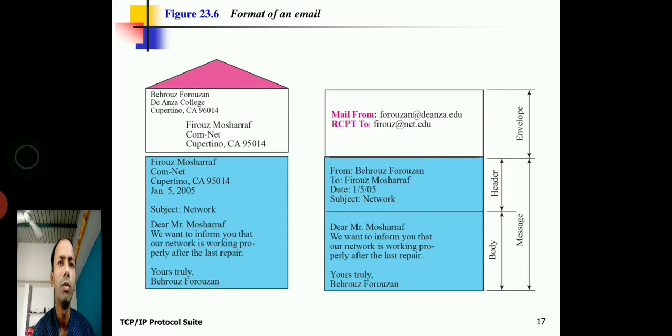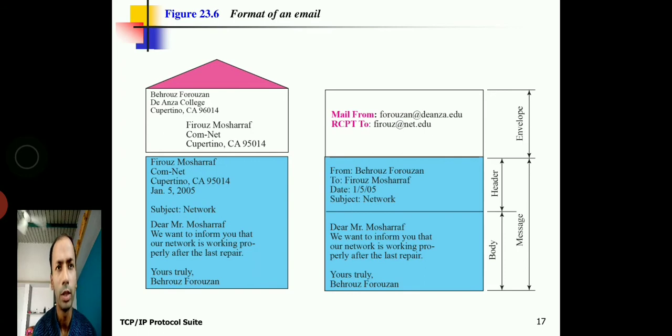Okay, now let us see the format of the email. When you see the format of the email, it is very similar to your postal mail, which has envelope and the message. Now in this diagram, in this presentation, we have compared both our postal mail and our electronic mail. If you see the postal mail, it has sender's address, receiver's address, and then actual message, then date, subject, and all the traditional contents of the particular message.